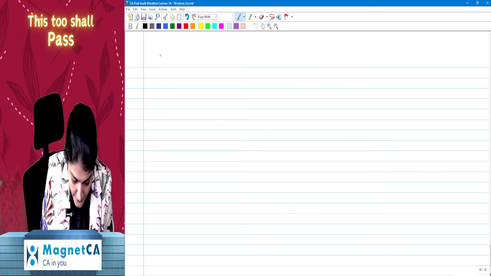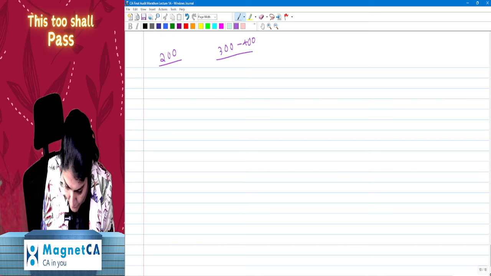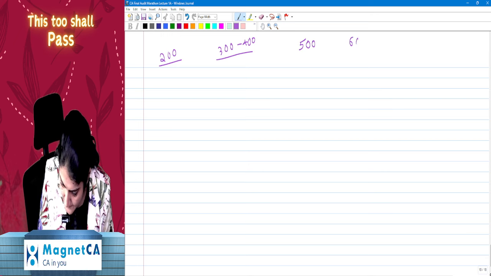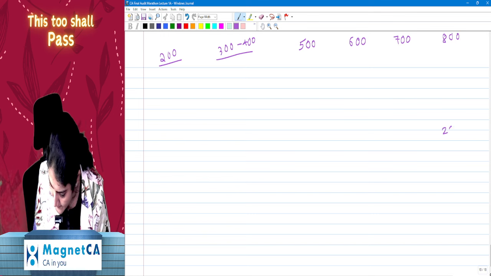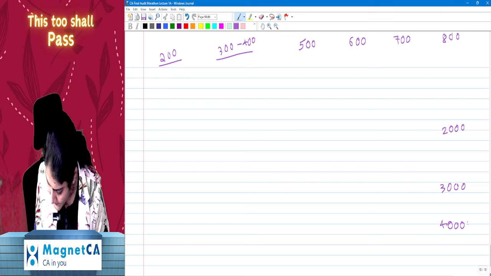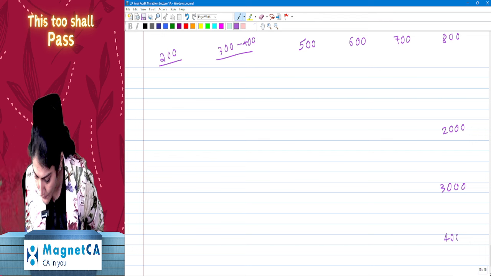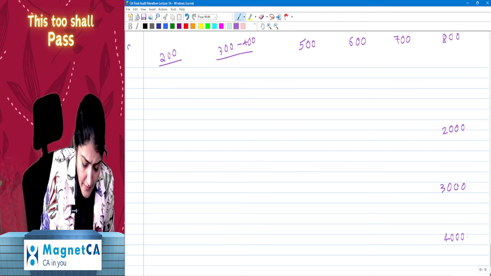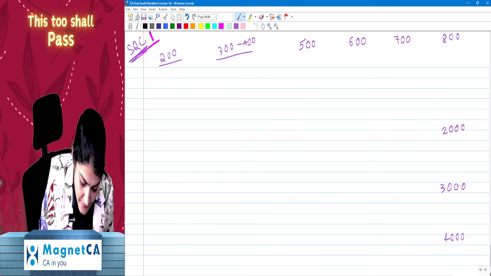Make this particular page wherein you have the standards in the 200, 300 to 400, 500 series, 600, 700, and then 800 series, 2000 series, 3000 series, 4000 series, and then after that, one standard you have is the SQC. Now you have the SQC, right? So SQC, we have only one, SQC 1.